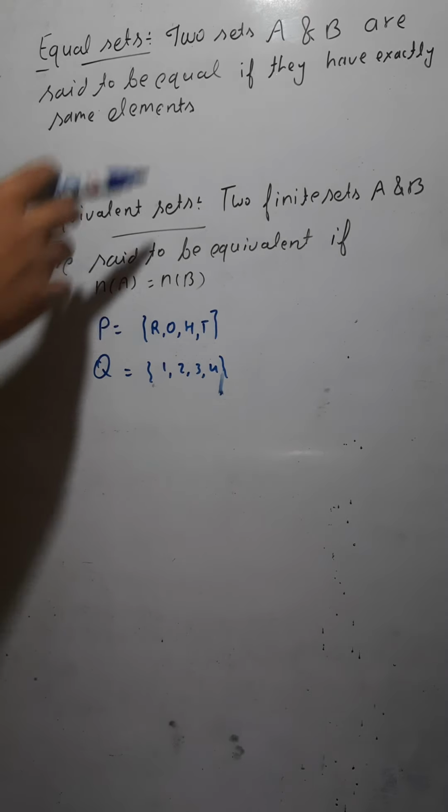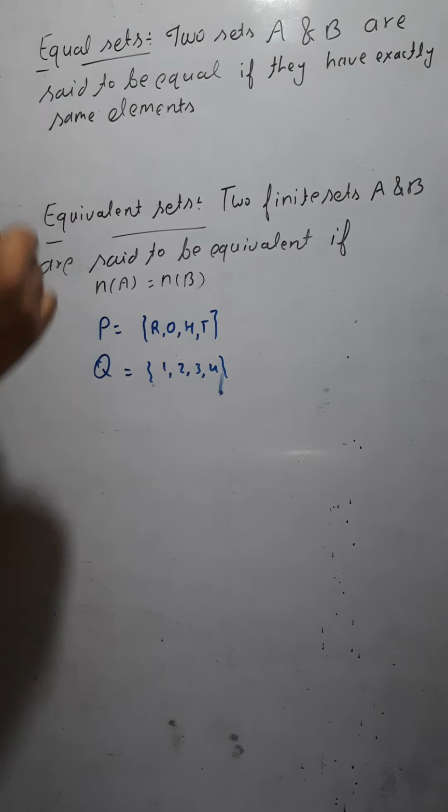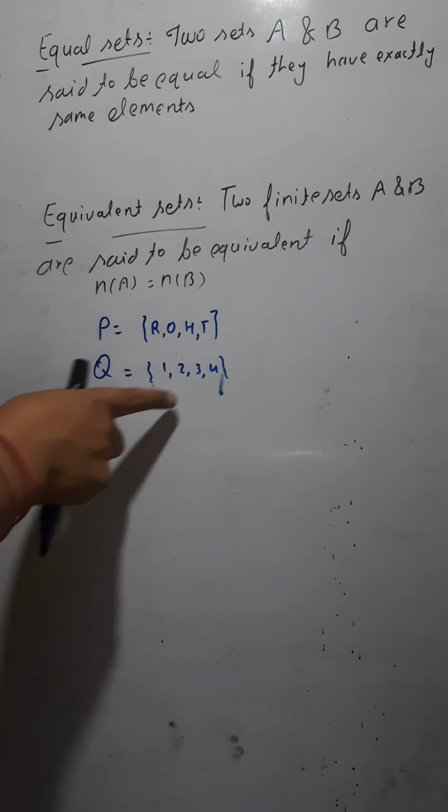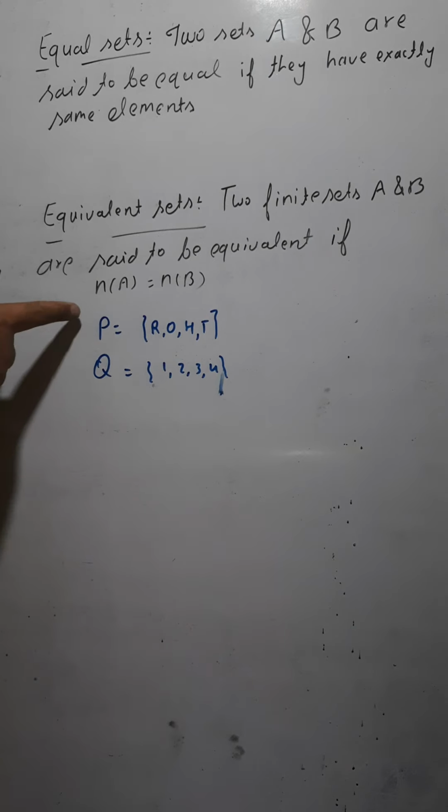Are they equal or are they equivalent? They are not equal definitely, because equal sets should have the same elements. Here the elements are R, O, H, T, and here the elements are 1, 2, 3, 4. So both have different elements, so clearly P and Q are not equal sets. But whether they are equivalent, we have to check.